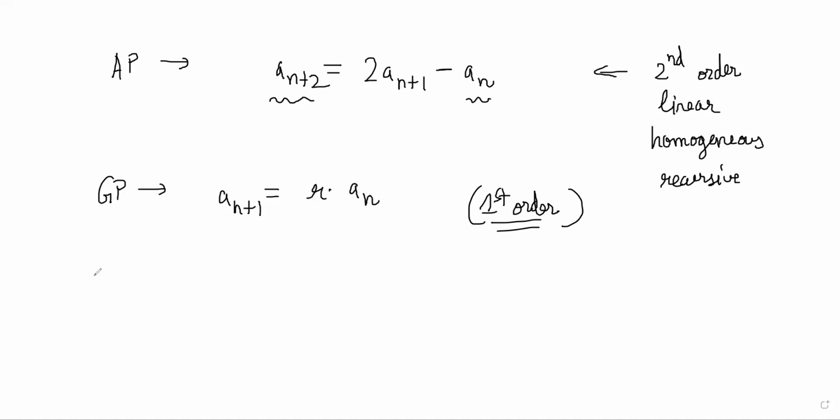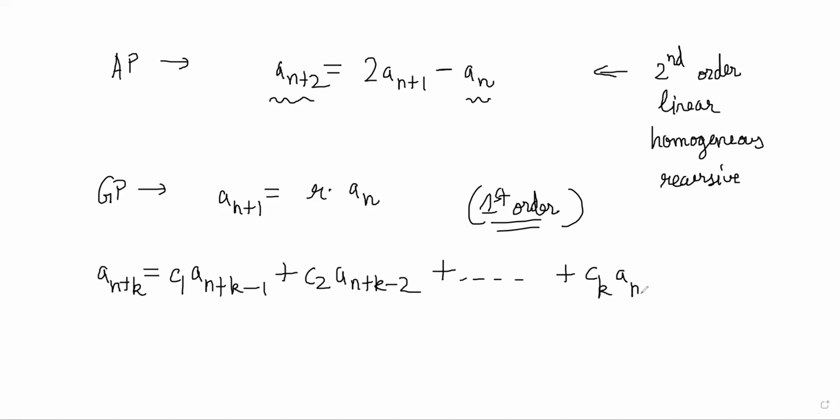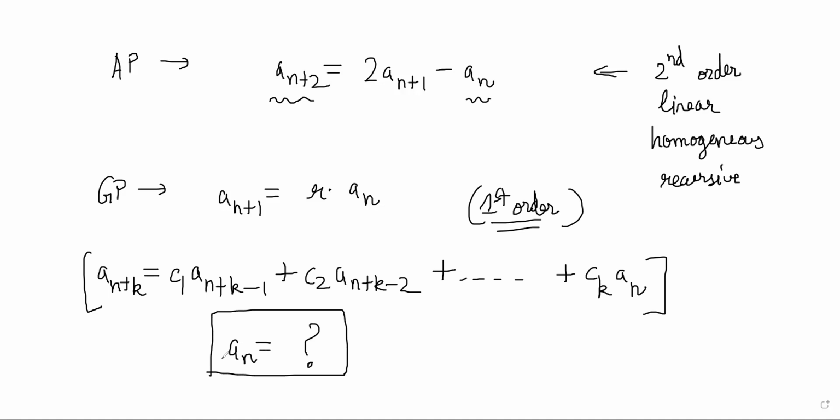Now our objective is to look at this equation a_{n+k} is equal to c1 a_{n+k-1} plus c2 a_{n+k-2}, the general kth order homogeneous linear recursive sequence, and to be able to find the general term of this. We want to find how the general term is as a function of n. So that is the goal.